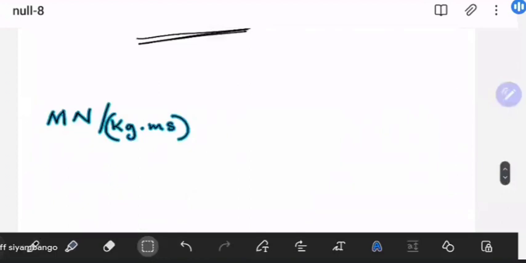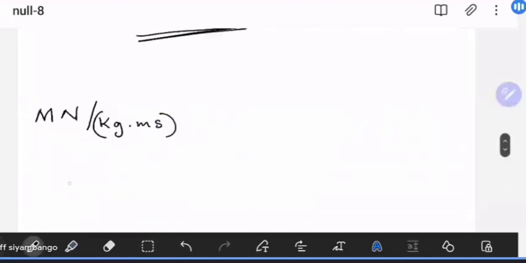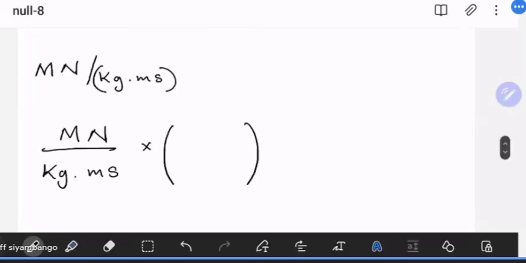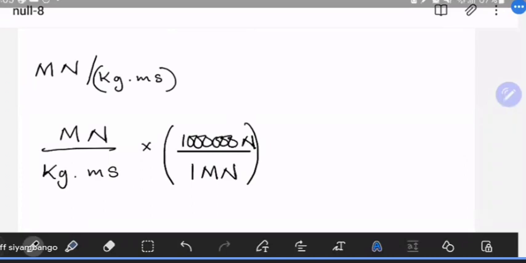So let's just lay it down. So this is basically just the mega newton over the kg, the meter, the millisecond. So do it stepwise. First, I'll convert the mega newtons to newtons. So what do I have? I have 1 mega newton is equivalent to 1,000, not 1,000. This would be 1 million newtons. Do you agree? So this will convert the mega newtons to newtons.